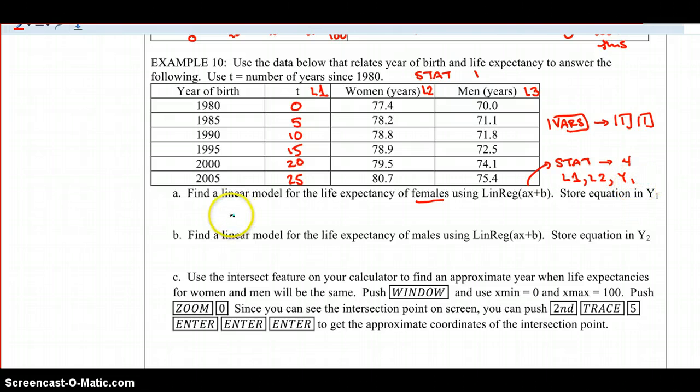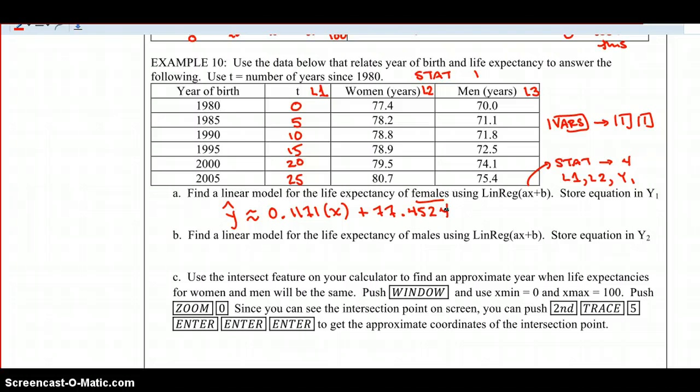Okay, and so on that output screen, we see Y equals, only we're going to put a hat because we know Y isn't exactly equal to this, but it's approximate. It's our estimate. And if we round off to 4 decimal places, we get 0.1171 times X plus 77.4524.